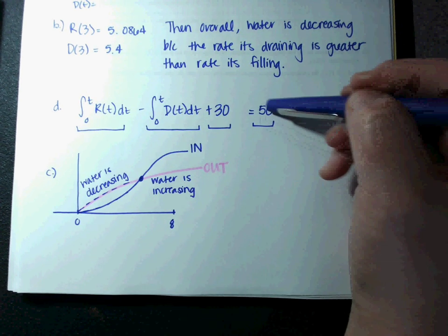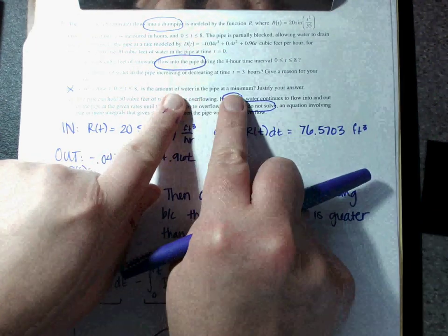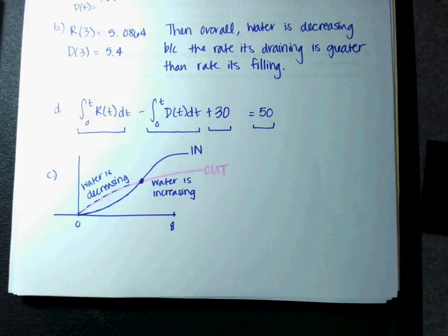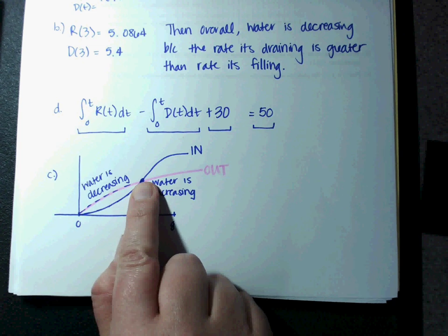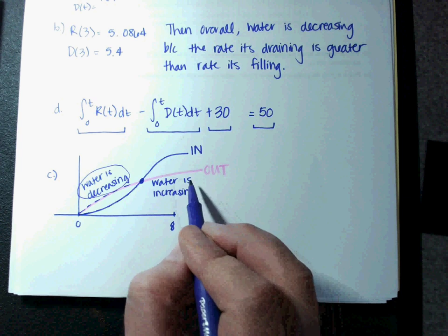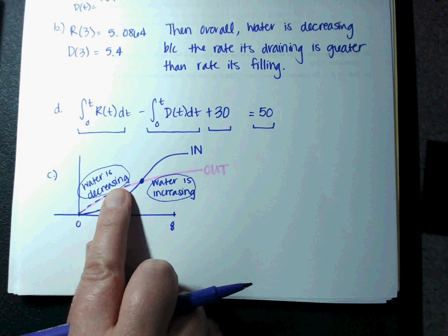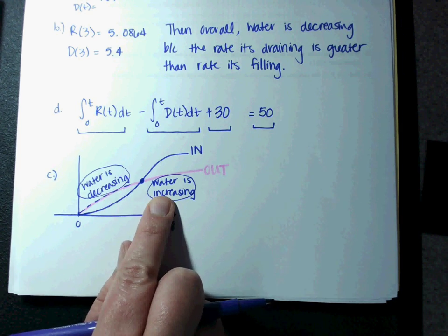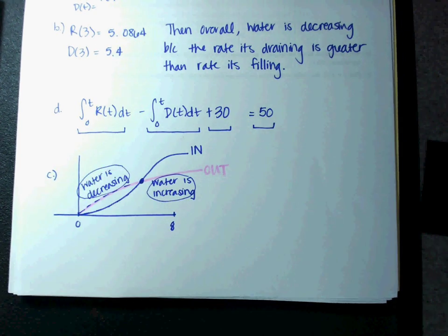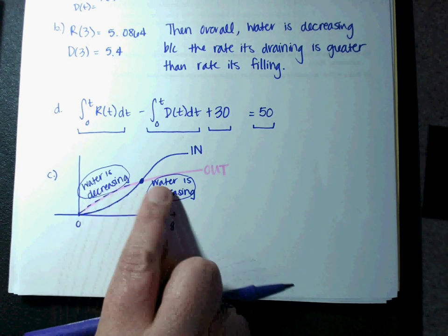Remember, that's why in part D we said it overflowed at 50. If I want to know when the water in the pipe is a minimum, think about this point right here. It's a minimum because the amount of water in the tank changes from decreasing to increasing. It goes from a negative slope, decreasing, to a positive slope, increasing. Obviously that's not for this graph, but if I was doing a graph for the amount in the tank, it would be negative overall changing to positive.